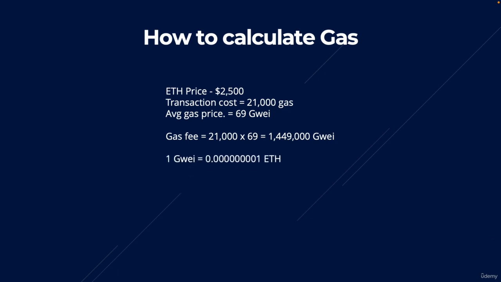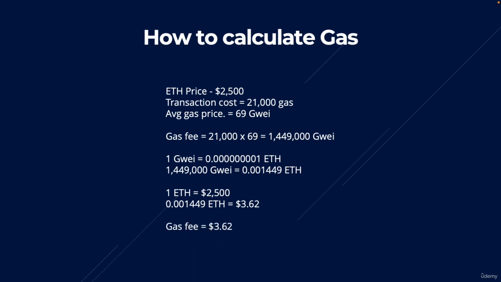So we know that 1 gigawatt equals 1 billionth of an Ethereum, meaning that 1,449,000 gigawatt is equal to 0.001449 Ethereum. We know that 1 Ethereum equals $2,500, so we can easily work out that 0.001449 Ethereum is going to cost $3.62, meaning our gas fee is going to be $3.62. I hope that makes sense.